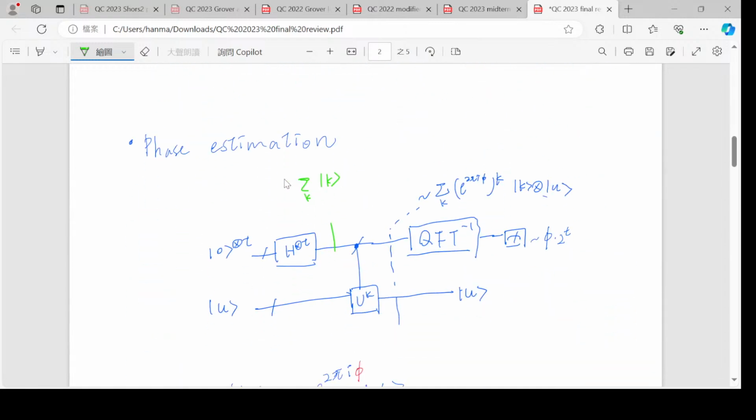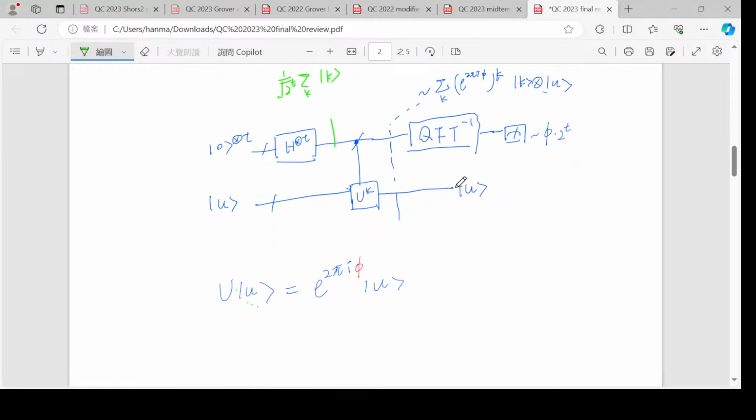So some k, and you'll have square root 2 to the t here. Okay. And then what we do is we do this weird gate. So it's, I guess, multi-controlled U. The multi-controlled U says that you do U to the k, whatever the first register here is, k.